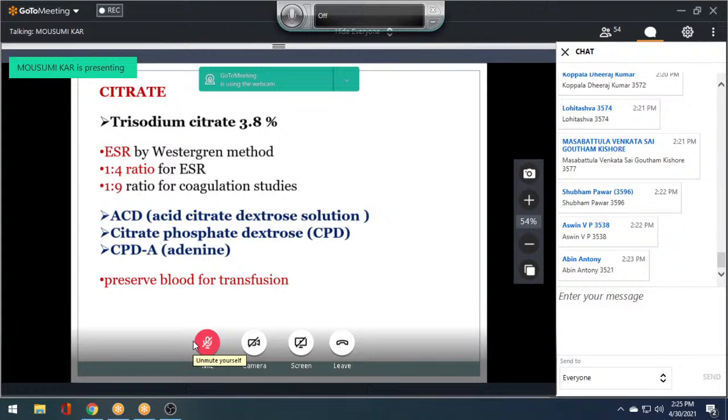Now, citrate, 3.8% is there, 3.2% is there. Remember the ratio: for ESR, 1:4 ratio; 1:9 if it is used for coagulation studies. Now, citrate is also a part of the several different anticoagulants which are used in the blood bank during blood donation, which includes ACD, that is acid citrate dextrose, or CPD, which is citrate phosphate dextrose, or CPDA, where we add adenine as well. So citrate is used even in the blood bank.